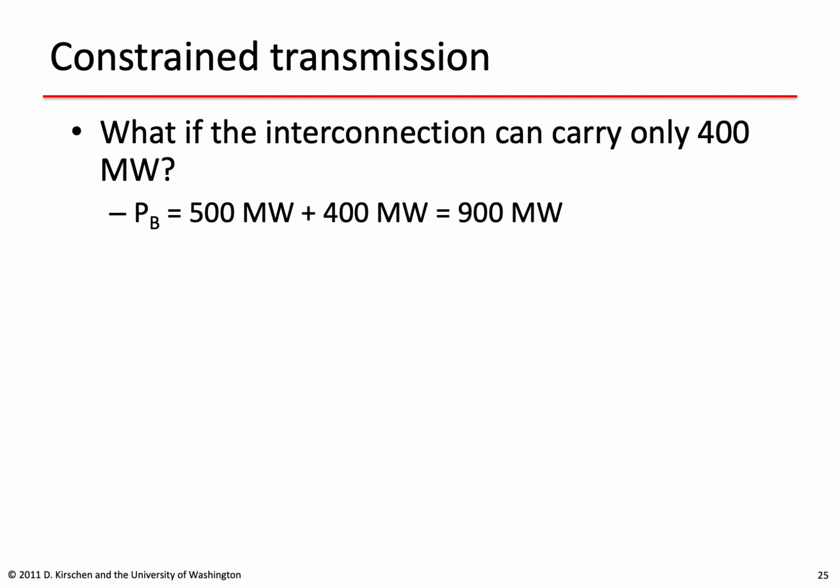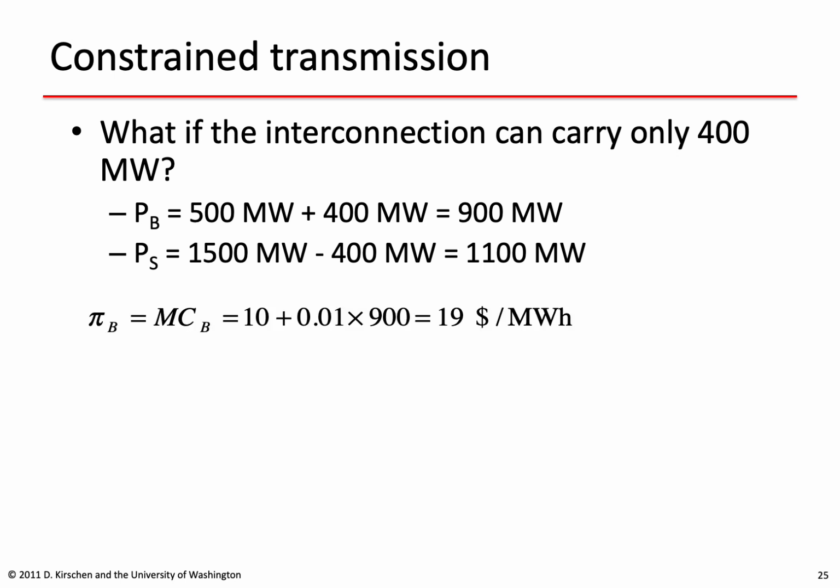Well, that means that the power produced in Borduria is limited to the 500 megawatts that are consumed locally and the 400 megawatts that can be exported to Syldavia, for a total of 900 megawatts. Similarly, the power produced in Syldavia is equal to the load in Syldavia, 1500 megawatts, minus the 400 megawatts that can be imported from Borduria, for a total of 1100 megawatts.